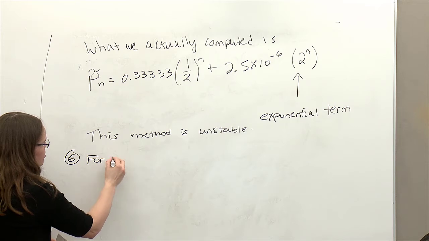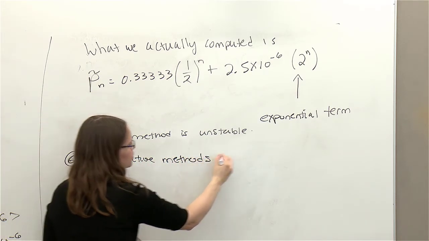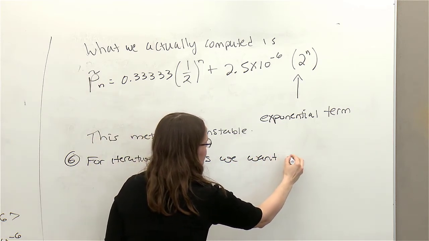So for iterative methods, we want our error to decrease quickly.